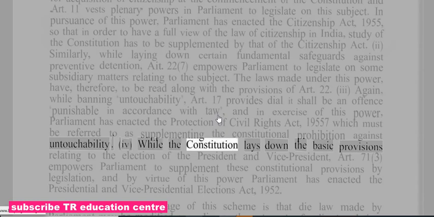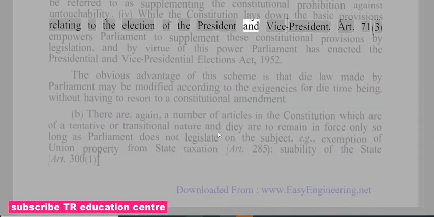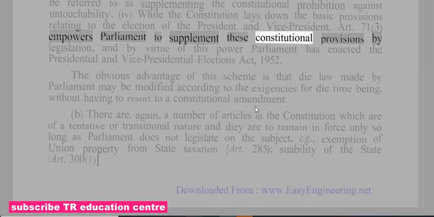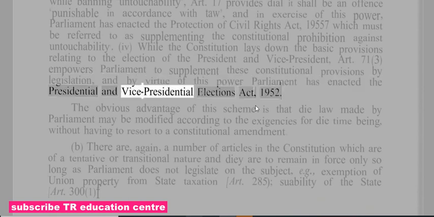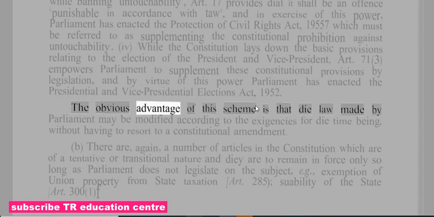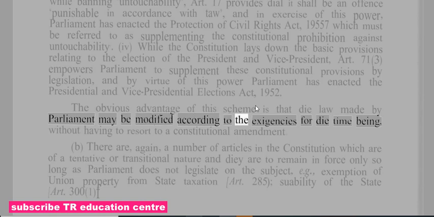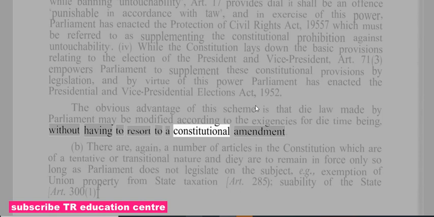4. While the Constitution lays down the basic provisions relating to the election of the President and Vice President, Art. 71(3) empowers Parliament to supplement these constitutional provisions by legislation, and by virtue of this power Parliament has enacted the Presidential and Vice Presidential Elections Act, 1952. The obvious advantage of this scheme is that the law made by Parliament may be modified according to the exigencies for the time being, without having to resort to a constitutional amendment.